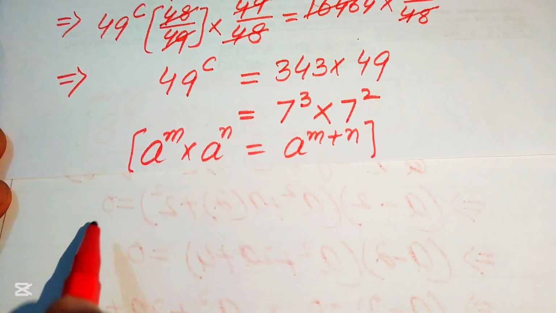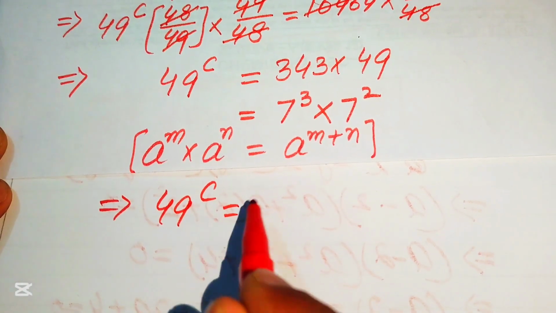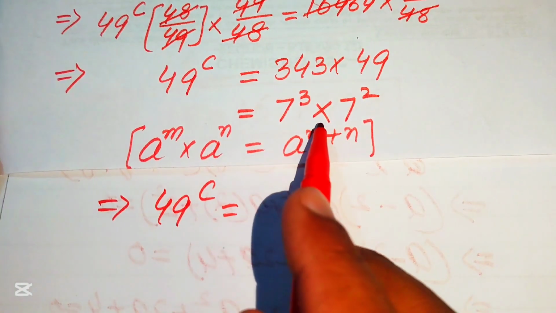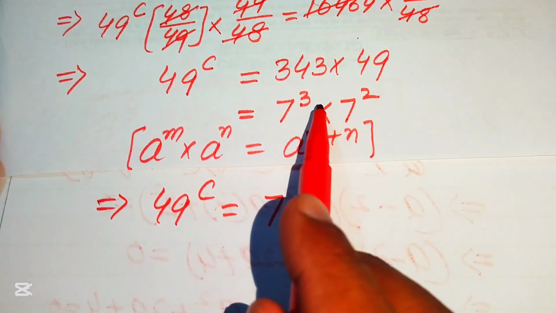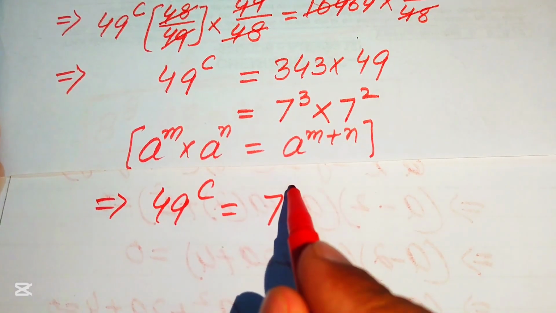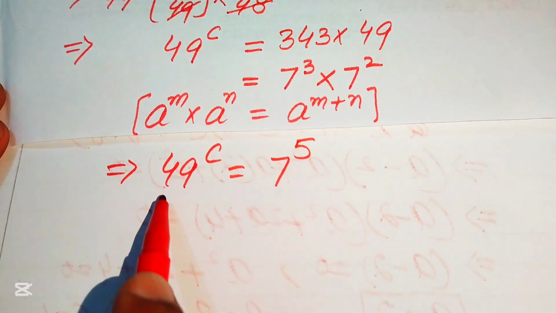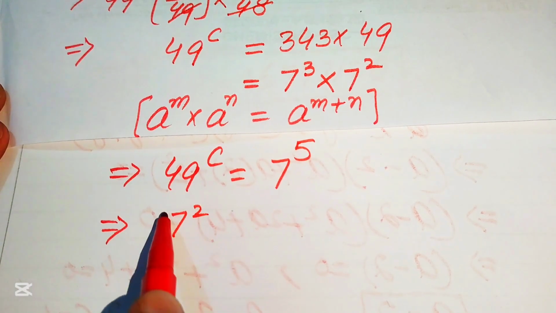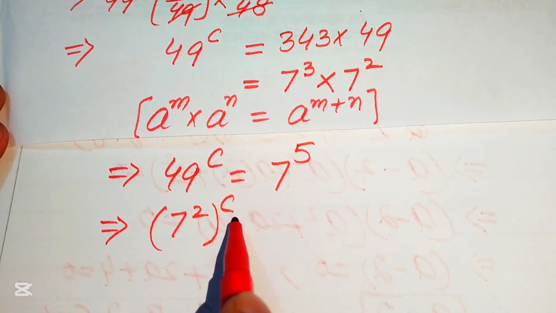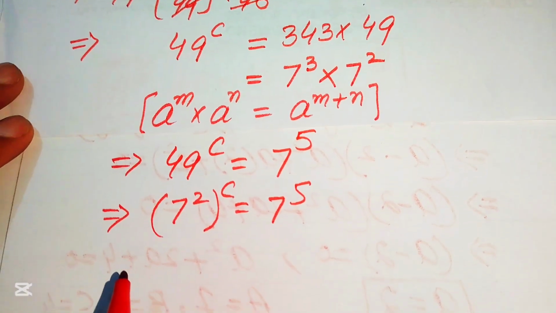And now you see here on the left hand side we have 49 to the power of c equals to, after applying this rule we can write our right hand side as, we just add the exponents of these two terms, and you see here 3 plus 2 equals 5. So because on the left hand side our base is 49, we write this 49 as 7 square, and its exponent is c, and it equals 7 to the power of 5.